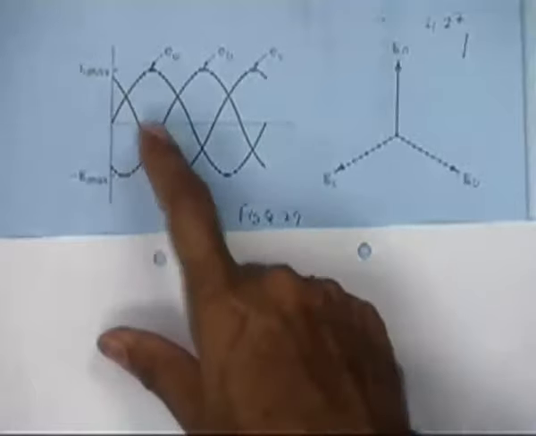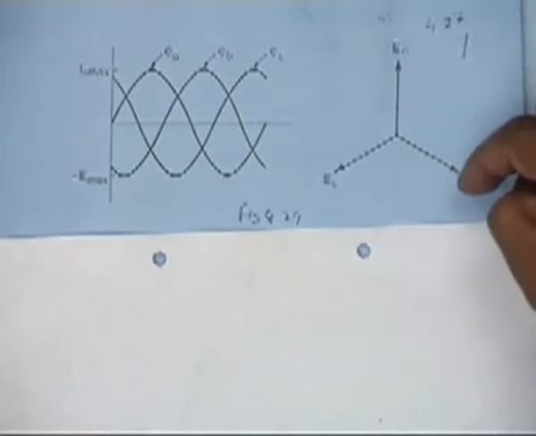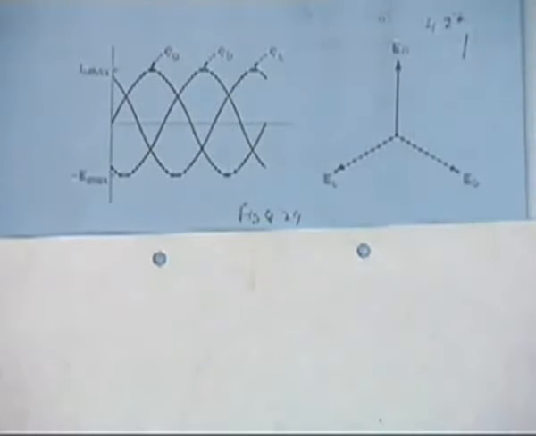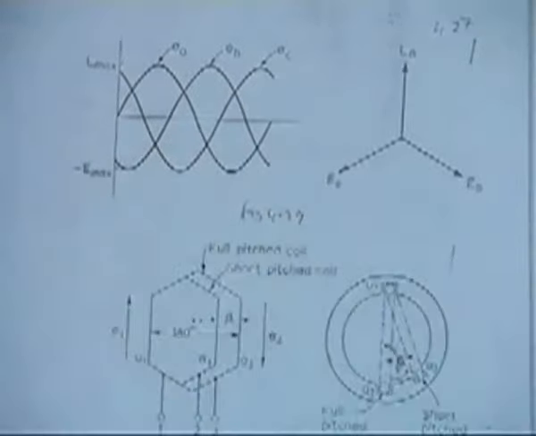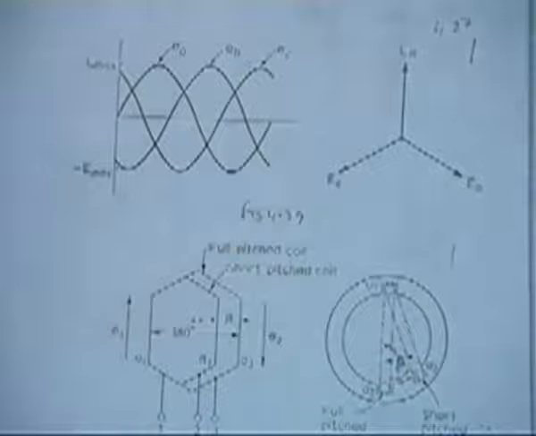These are the three-phase voltages with EA. These are the phase shifting of EA, EB, EC. Now, as far as the coil pitch is concerned, we have a scenario like this.